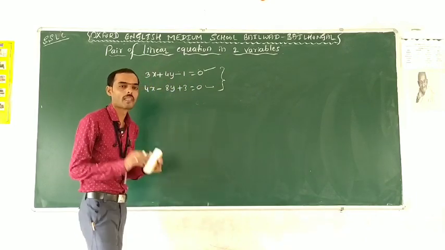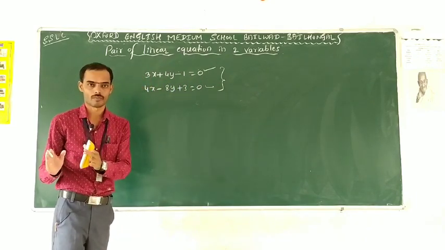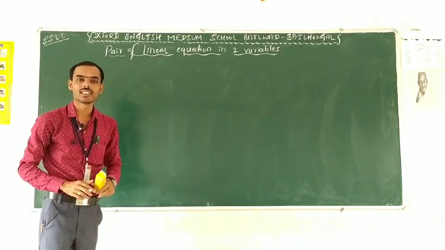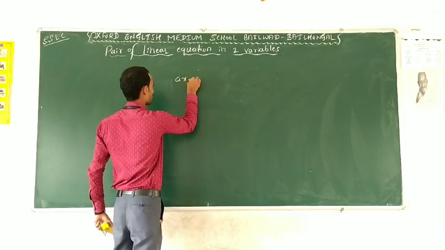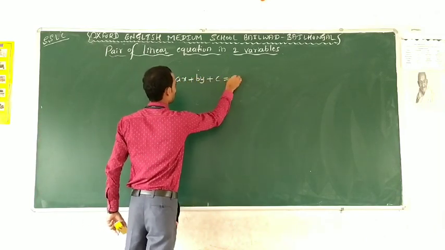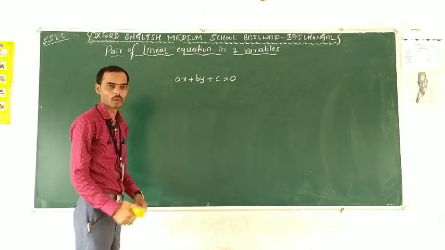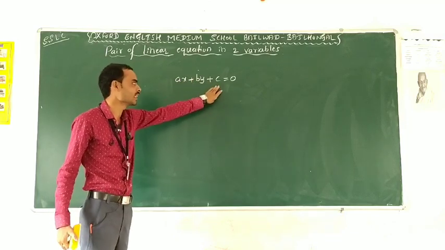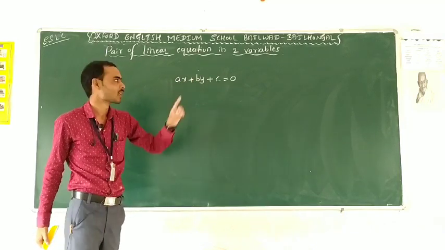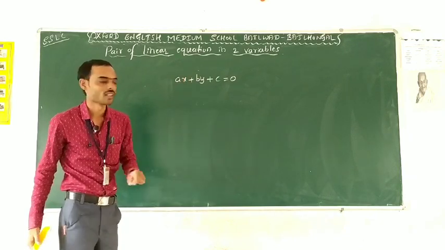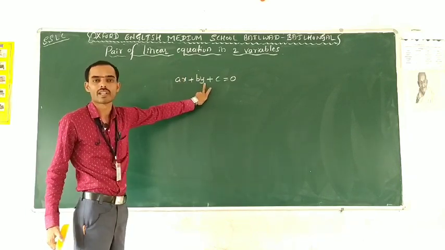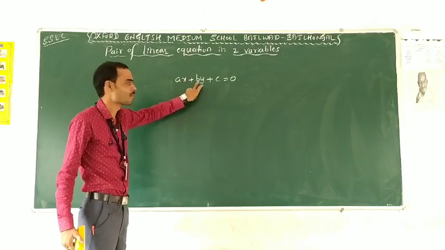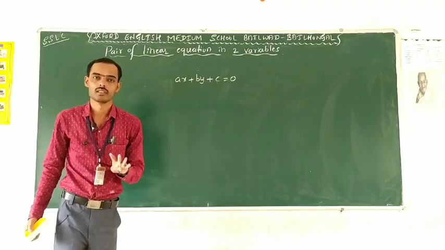Then what is the meaning of linear equation in two variables? What is the definition? See here. The equation in the form of ax plus by plus c is equal to 0 is called a linear equation in two variables. Here x and y are the two variables. a is the coefficient of x, b is the coefficient of y and c is the constant. Is it right? I will repeat once again.